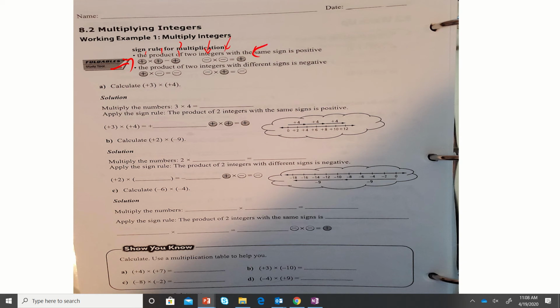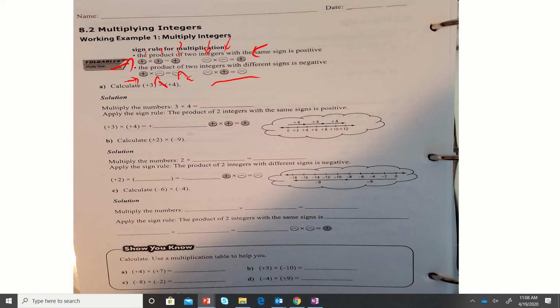Now the product of two integers with different signs is negative. So we have a plus and we have a minus, so we get a negative integer. Same thing here. We have a negative integer and a plus integer, so we get a negative integer. So that's the sign rules. Now, very simple, we're going to do a few calculations.